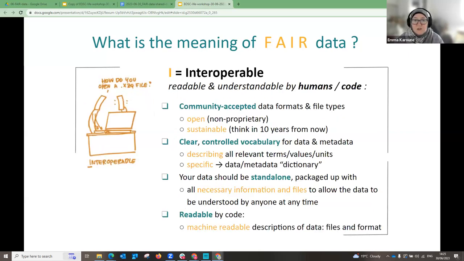So findable and accessible, I always think of as the slightly easier parts of the FAIR principles. When we get into the interoperability and the reusability, this is where it does become a bit more difficult. We have to give a bit more effort. So interoperability is where we're thinking about the data set that we're depositing. Can it be used? How is someone going to use that with another data set? So this really comes back to having controlled vocabulary.